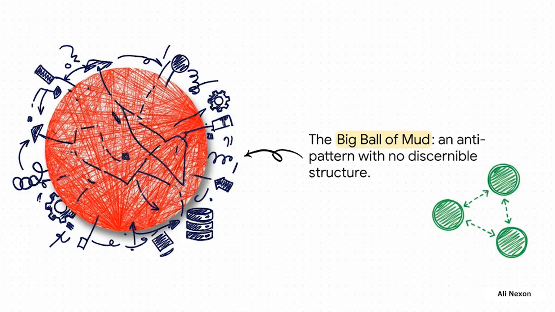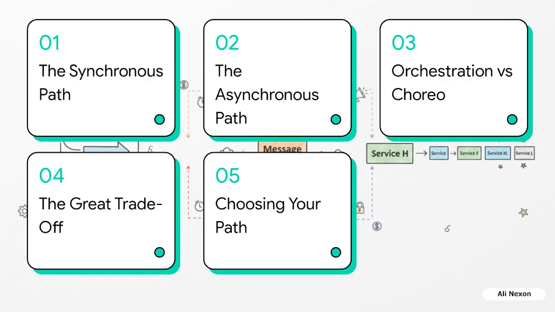Because if you don't think about communication on purpose, you could end up with, well, this, the dreaded big ball of mud. It's what happens when everything is tangled together, nothing has a clear boundary, and making one tiny change feels like playing Jenga during an earthquake. This is the mess we're trying to avoid. So how do we dodge that chaos?